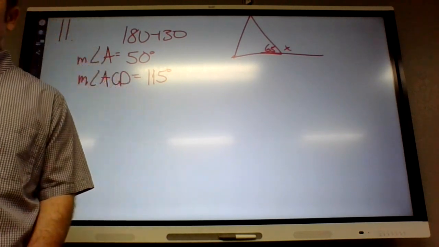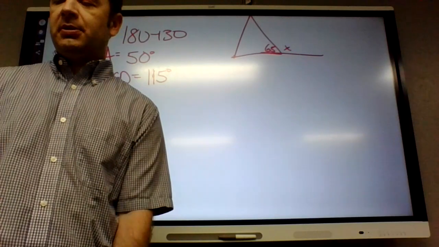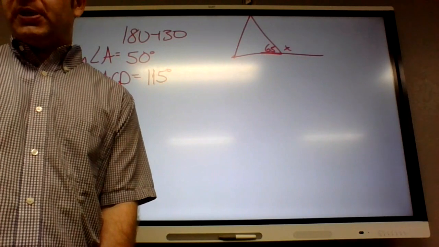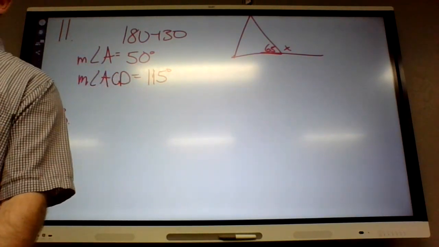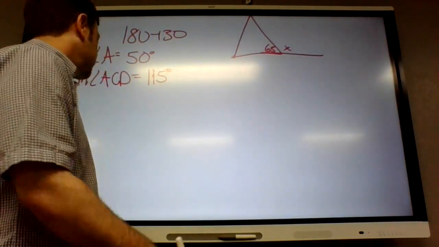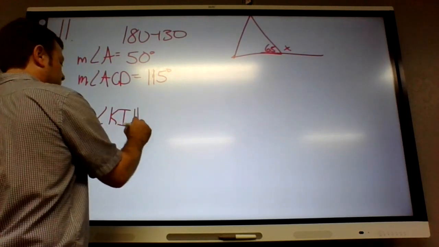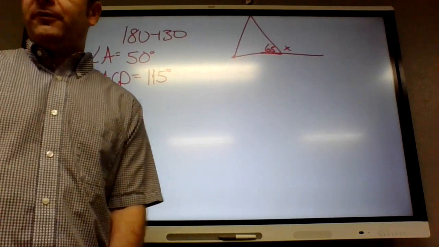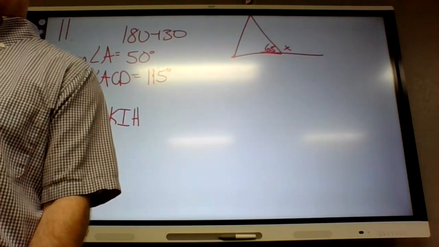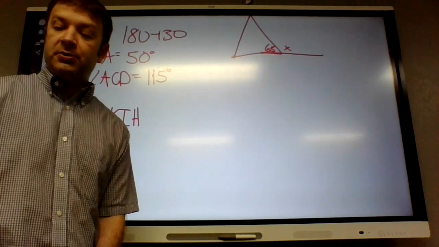Okay, number 13, what do those 2 little red things mean? Means they're congruent. Okay, so we want angle KIH. How could we find angle KIH? Since it's an exterior angle, you subtract 140 from 180. Yes, it's what Sarah just did. 180 minus 140. Those 2 have to add up to 180.